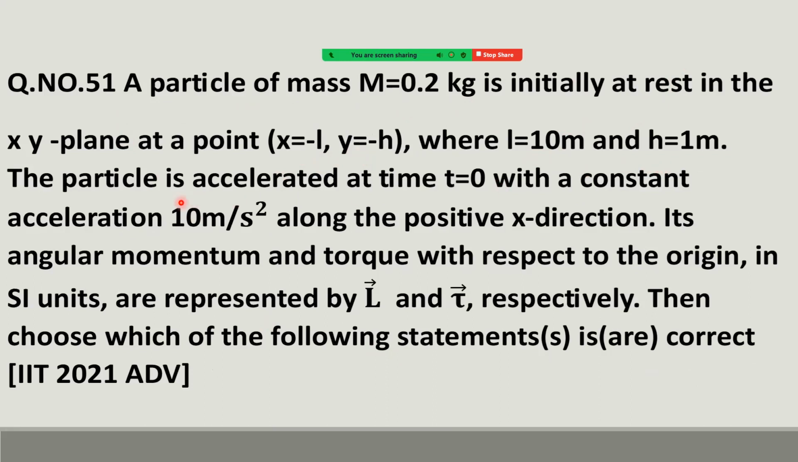The particle is accelerated at time t equal to 0 with a constant acceleration of 10 meter per second square along the positive x direction. Its angular momentum and torque with respect to the origin in SI units are given by L bar and tau bar respectively. Then choose which of the following statements are correct. This is JEE Advanced 2021. See the options given.